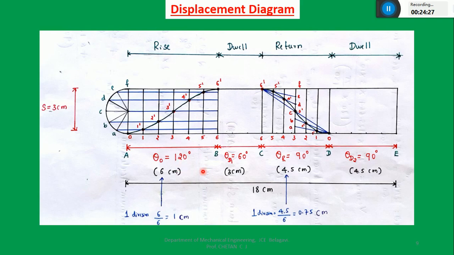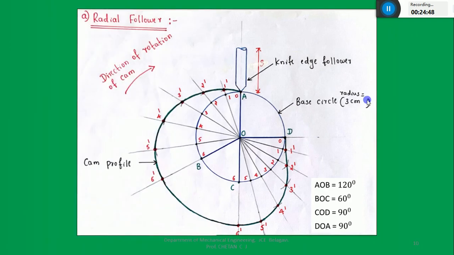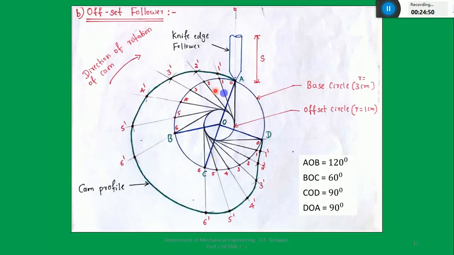Please remember these angles. The outstroke angle is 120, the first dwell angle is 60, the return stroke angle is 90, and the second dwell angle is again 90. Just keep in mind 120, 60, 90, 90. And remember the stroke length, that is 3 centimeter. If it is clear, I'll go to the displacement diagram with a step-by-step explanation.